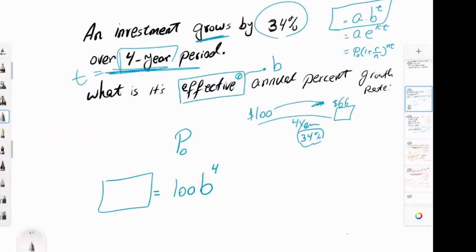Will it be 1.33? 1 point. Good try. If they said decay, you were right. But we $66.